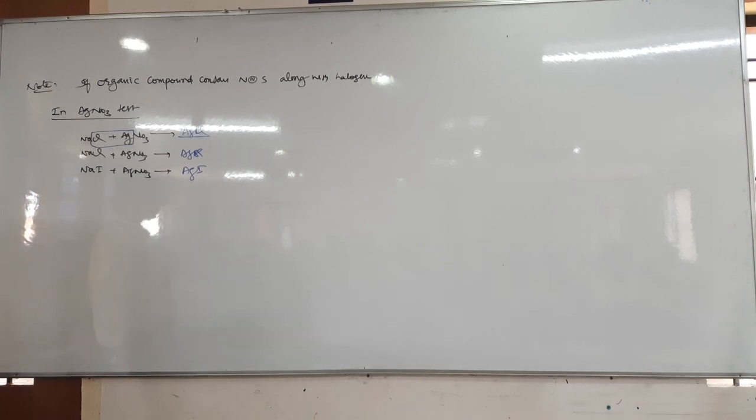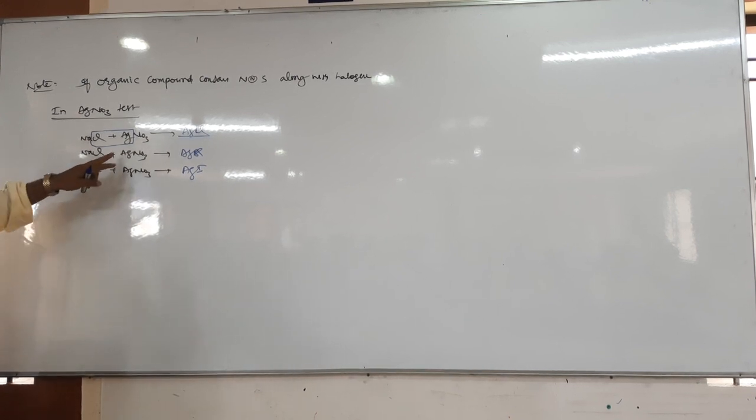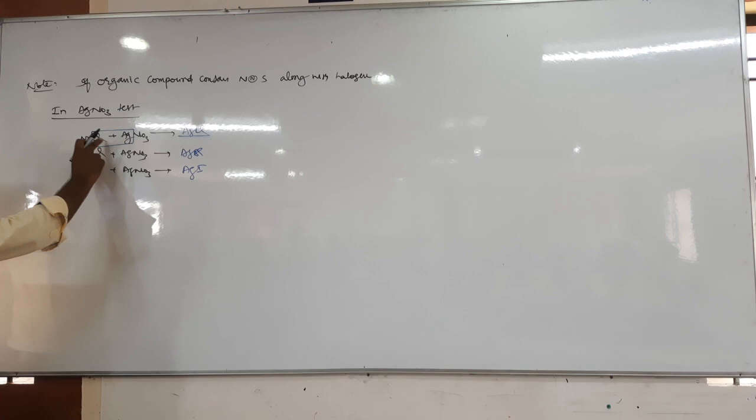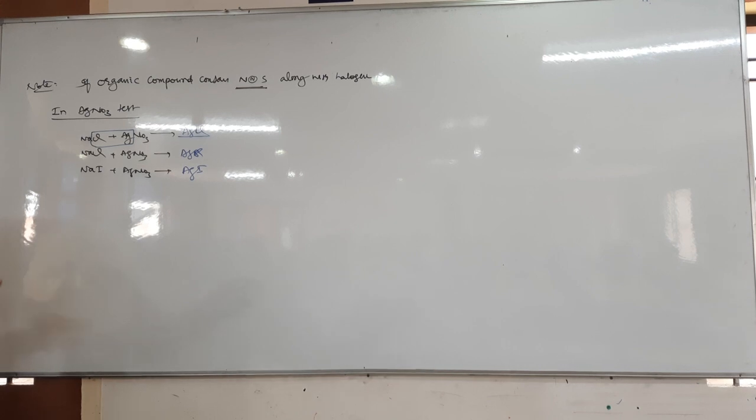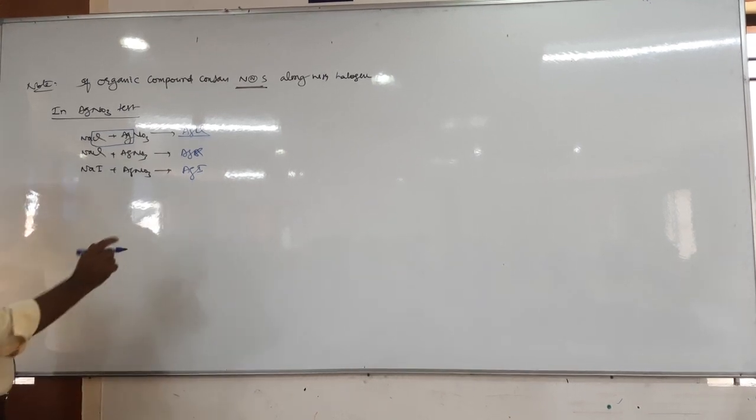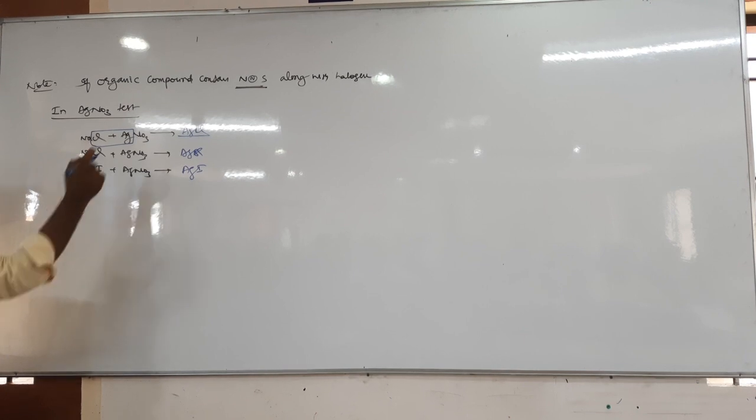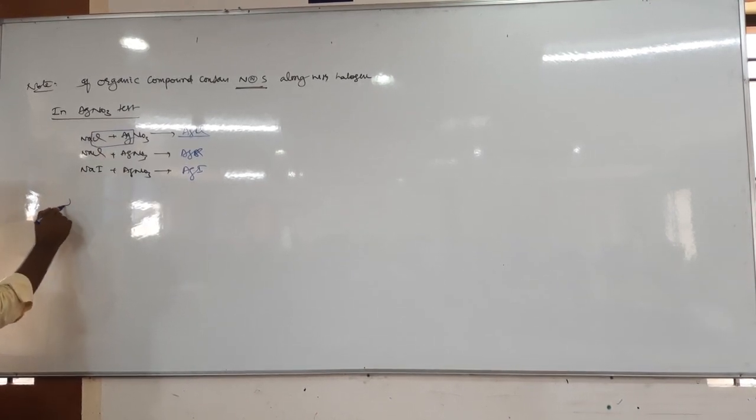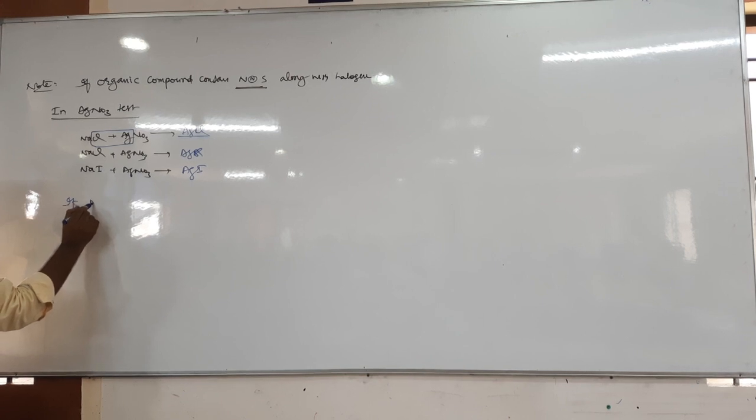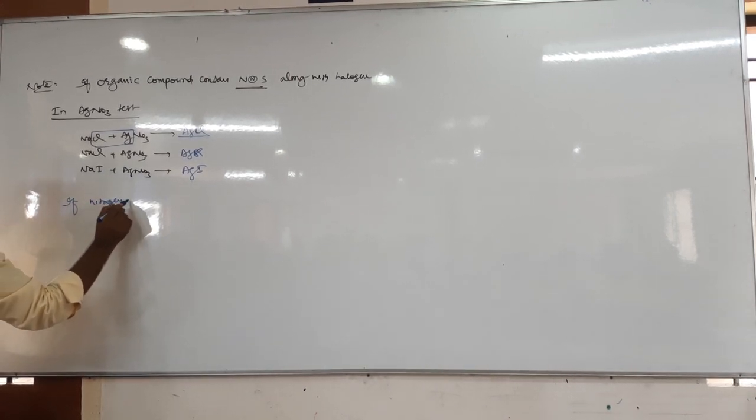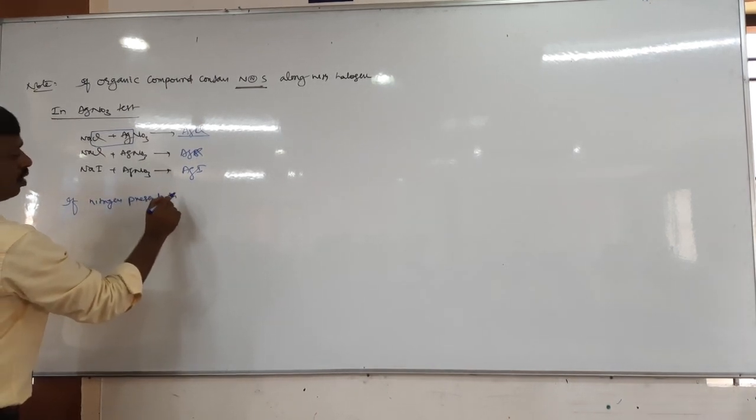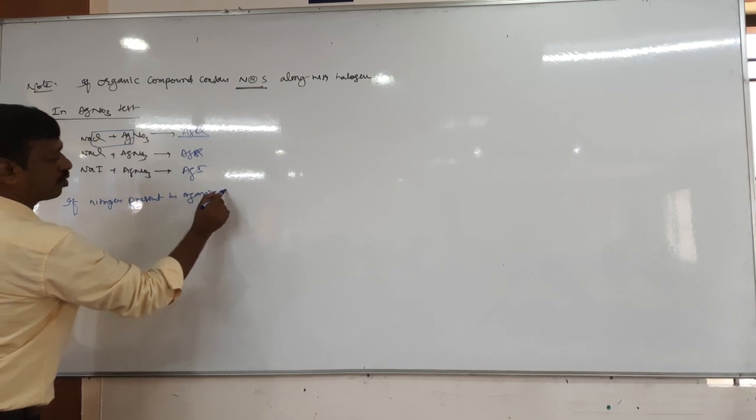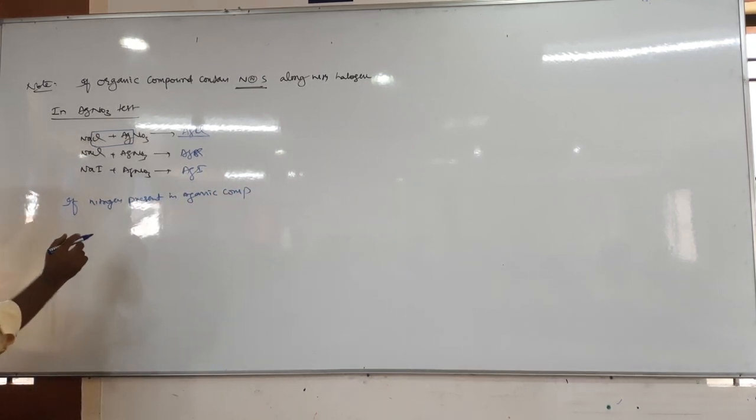Okay, but the question is, along with this halogen, if nitrogen and sulfur are also present, then what happens? If nitrogen is present in the organic compound, so what do you get?